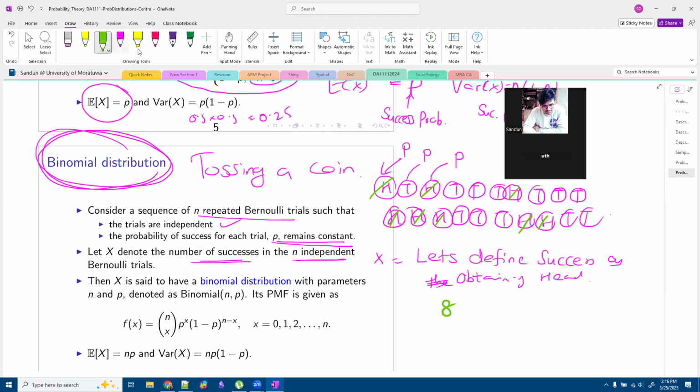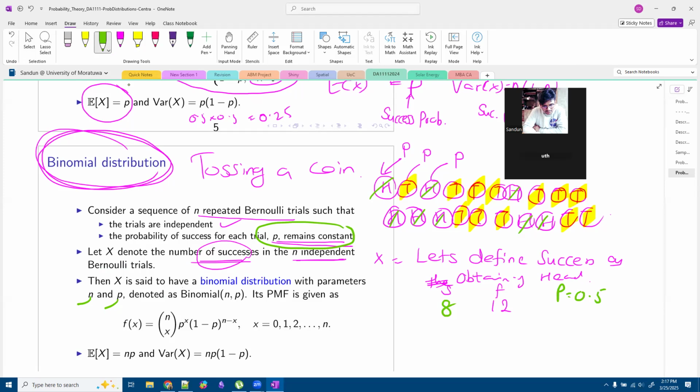So how many failures are there? Let's check how many failures: 1, 2, 3, 4, 5, 6, 7, 8, 9, 10, 11, 12. So we have 12 failures, 8 successes. X denotes the number of successes in the n independent Bernoulli trials. Then X is said to have a binomial distribution with parameters n and p. So p doesn't change. P remains constant. That is the probability, which in the coin example, p is equal to 0.5.